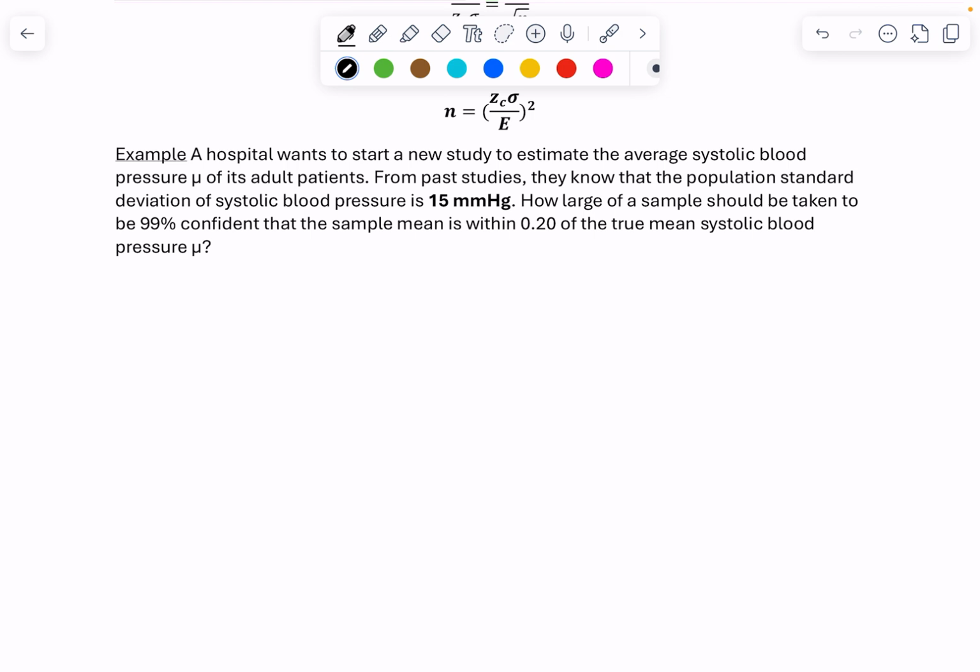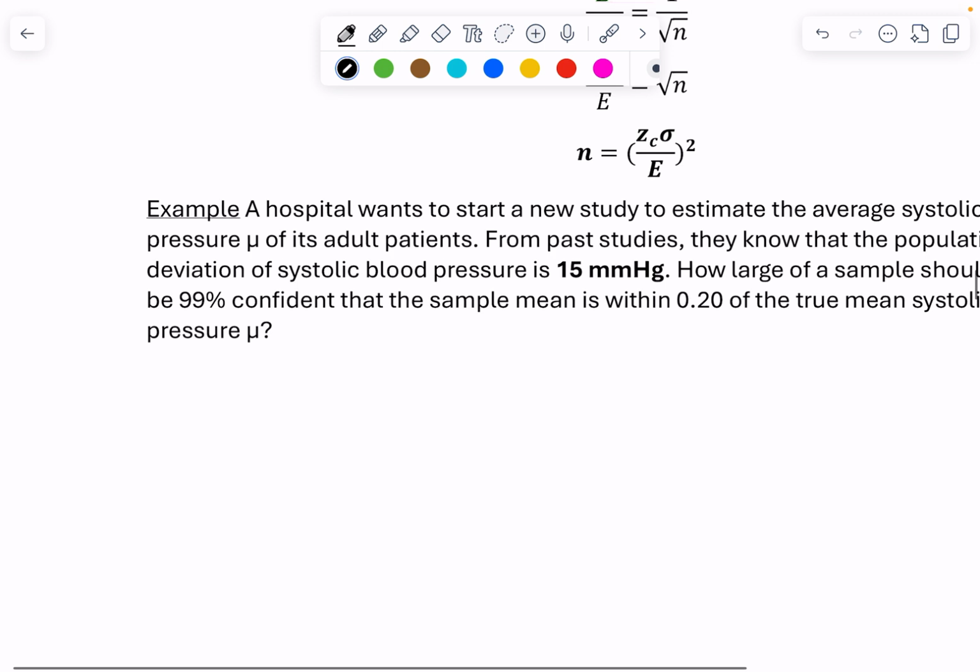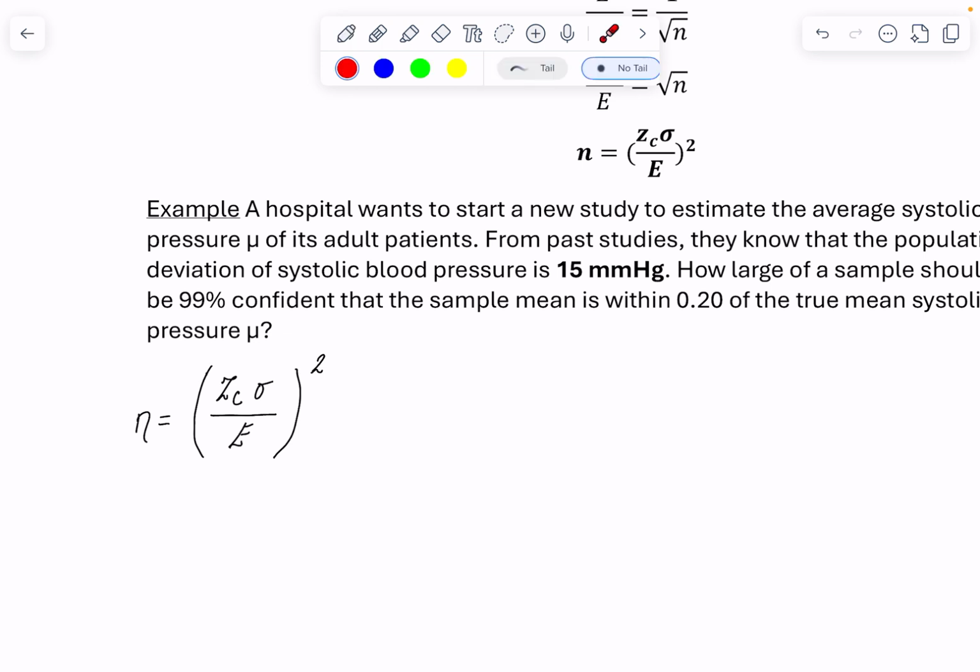First, let's write the equation so that we're not too lost. We have the sample size is equivalent to our critical value multiplied by our population standard deviation over our margin of error, all squared, okay? So that means we're going to do this fraction calculation first, and then we're going to square everything at the end, okay?